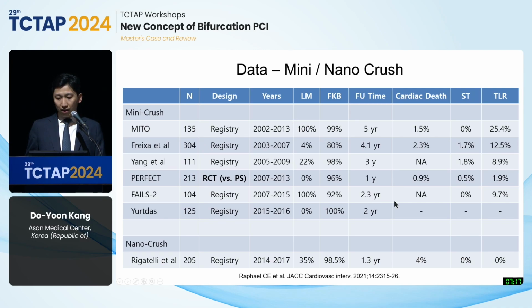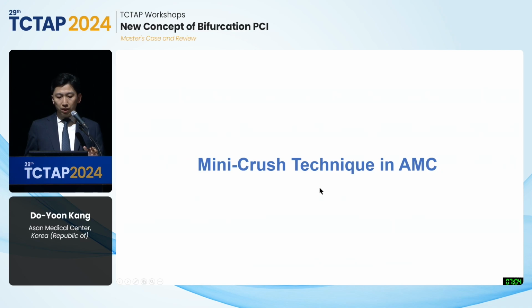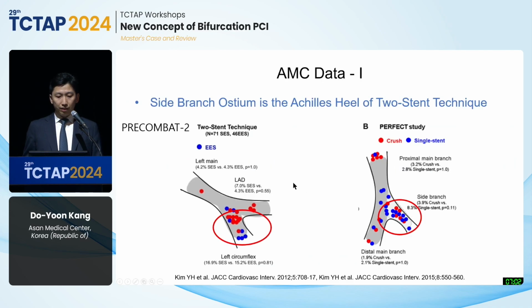Then the clinical outcomes: the 1 to 5 year TLR rate was very low in the PERFECT study and a bit high in the previous Mito study. And the mini crush technique in Asan Medical Center is based on the data. The first is that in our PRECOMBAT 2 and PERFECT study, the side branch ostium was the Achilles heel of the two stent technique. Most recurrence occurred in the side branch ostium.